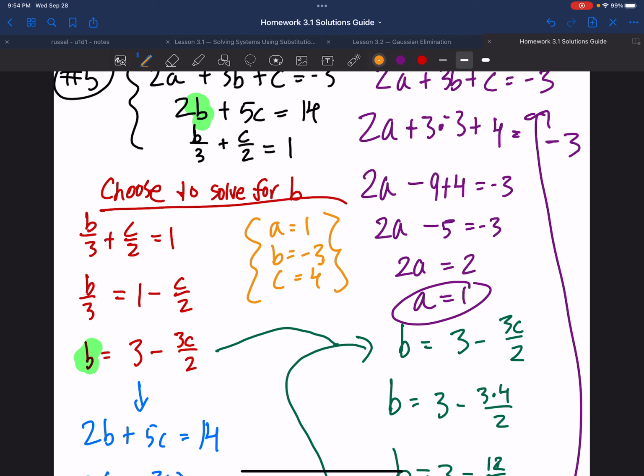Is that what I got on my computer? I'm going to double check my answer here. That one is a little long. Let's see here. Am I correct? Yay, I am. I'm good.